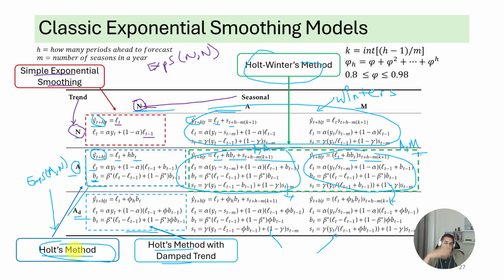So if you only have trend, you have the Holt's method. If you only have seasonality, you have the Winters method. If you have both trend and seasonality, you have the Holt-Winters method. Easy peasy, lemon squeezy, done. That's all you need to know.